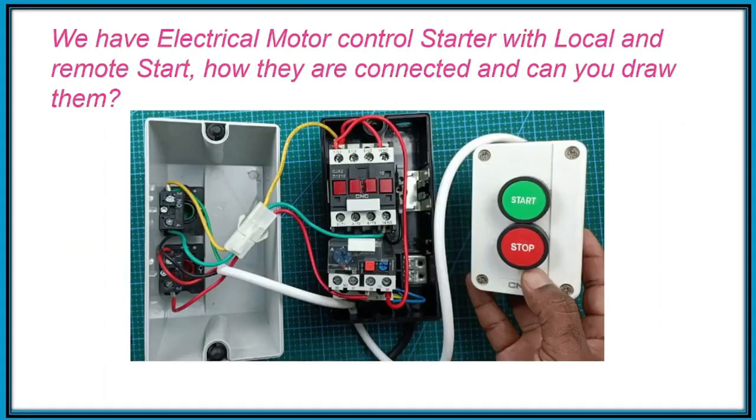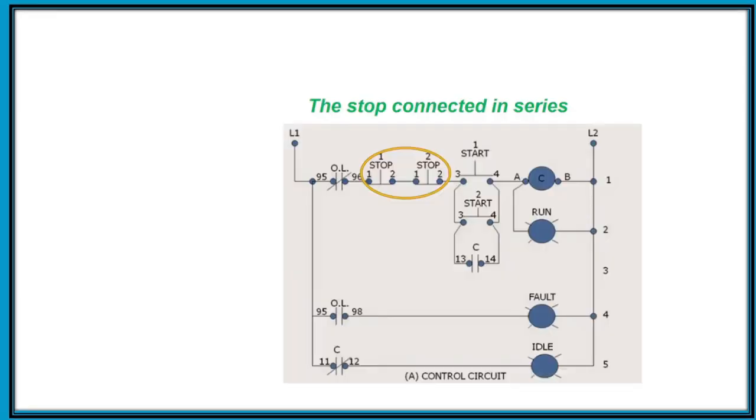Question number 1: we have an electrical motor control starter with local and remote start. How are they connected and can you draw them? This is the wiring of a motor starter with remote stop and start. The stops are connected in series, and the starts are connected in parallel, and this is the wiring diagram.